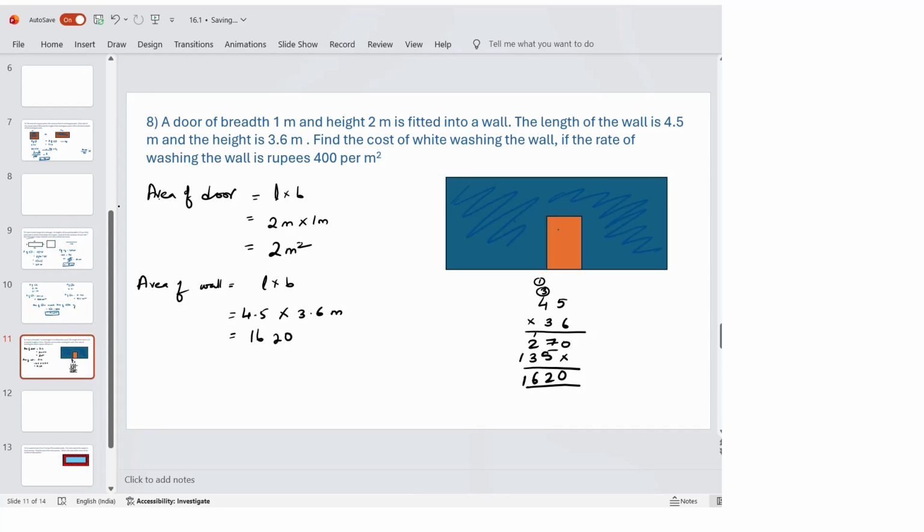Now I need to replace the decimal. I will not forget about it. So there are how many digits after the decimal in both the values? See, there's 1 over here and there's 1 over here. So there are 2 digits after the decimal, and that is how we'll place it in the answer. It will have 2 digits after the decimal. So this is the area of the wall. That's 16.20 meters square. Now how do I get the area of the wall that needs to be whitewashed?